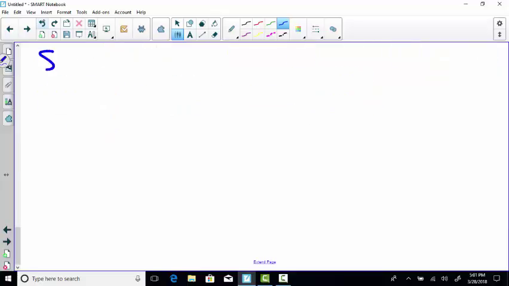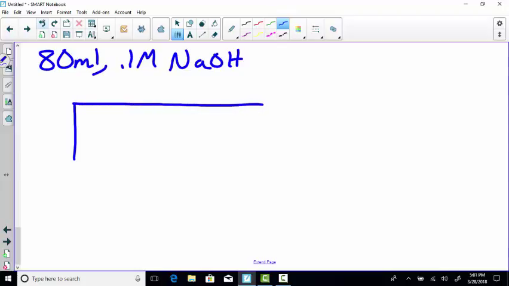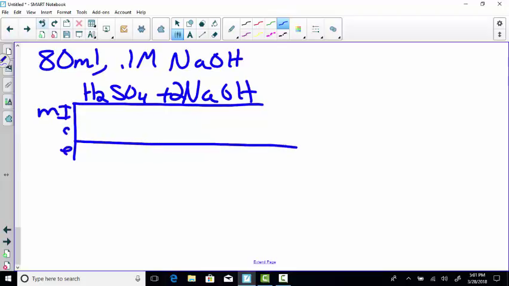80 milliliters. 80 milliliters, 0.1 molar, NaOH. ICE chart. H2SO4 plus NaOH. Two of them. 0.005. And if you're following along, 80 milliliters of a 0.1 molar solution is 0.008.